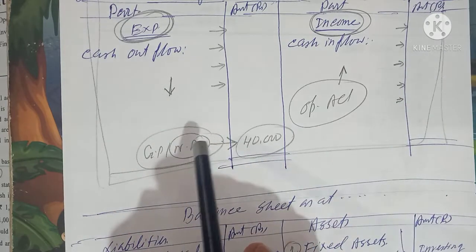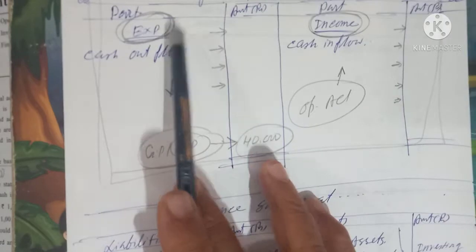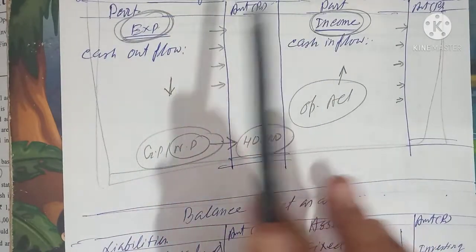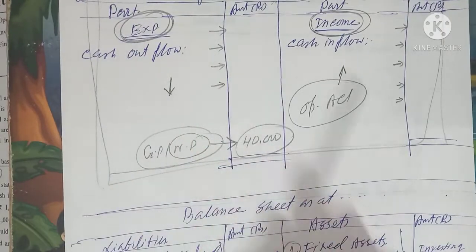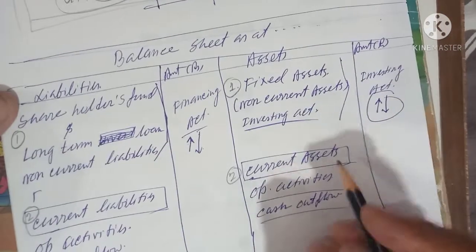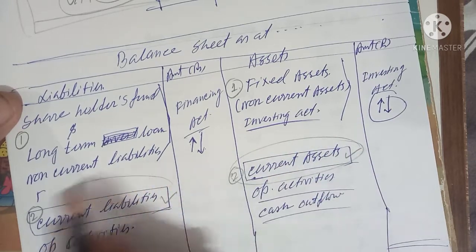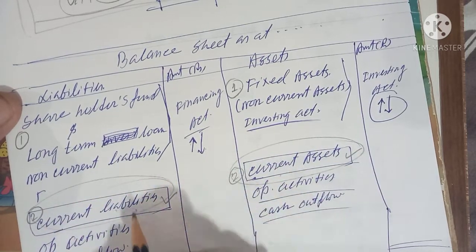So those transactions which are related with the trading account and profit and loss account, either on the debit side or the credit side, come under the operating activity. But apart from that, these current assets and current liabilities, this is called cash and cash equivalent. It is called cash equivalent.